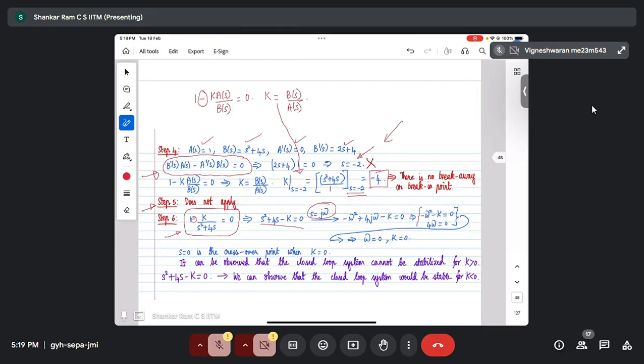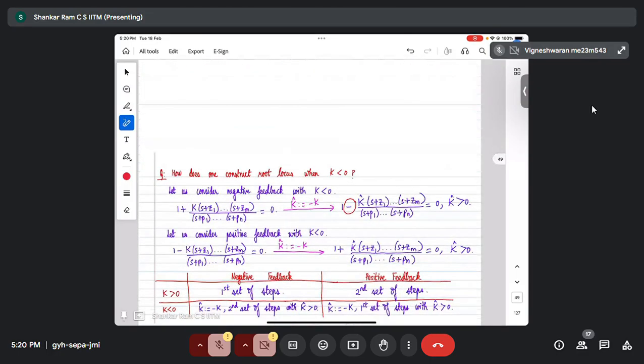Once again, we get two equations by separating the real part and the imaginary part. From the second equation, we get omega to be 0. If we substitute omega equals 0 in the first equation, we get k to be 0. That means that, like before, there is no crossover point other than what starts at the open loop pole at the origin, right? When k is 0, there is a branch starting at the open loop pole at the origin. That's the only crossover point. Okay, that's it.